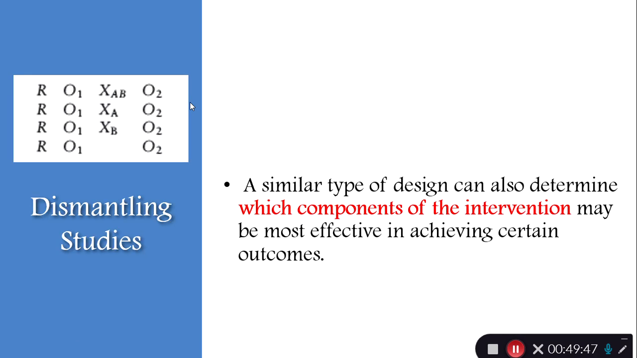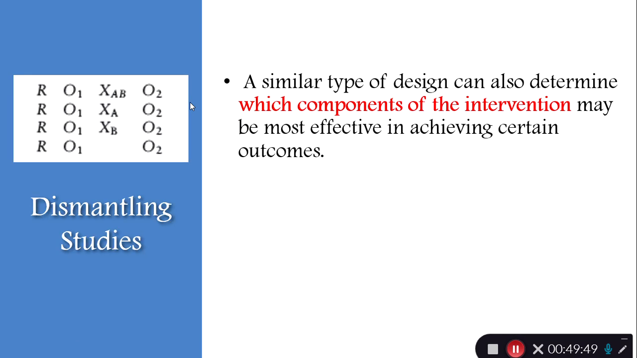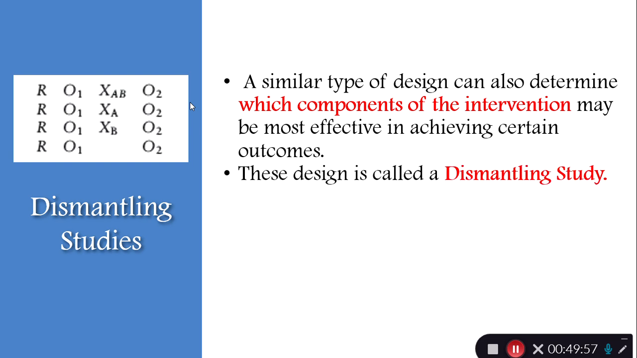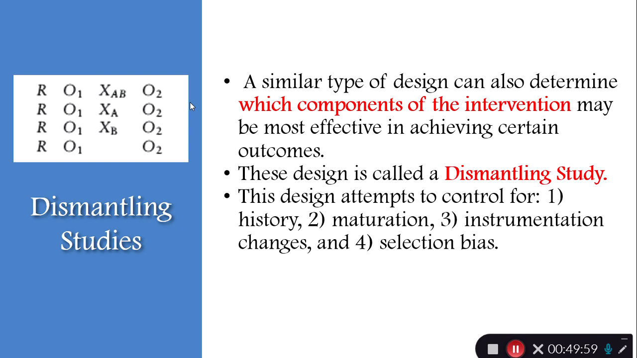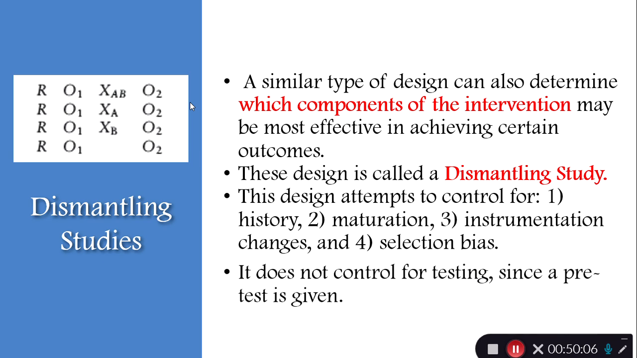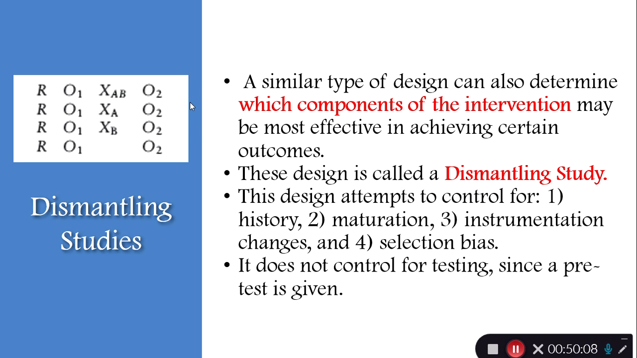And then finally, we have our dismantling study. A similar type of design can also determine which components of the intervention may be most effective in achieving certain outcomes. This design controls for history, maturation, instrumentation changes, and selection bias. Again, it does not control for testing because of all of the pretests here.